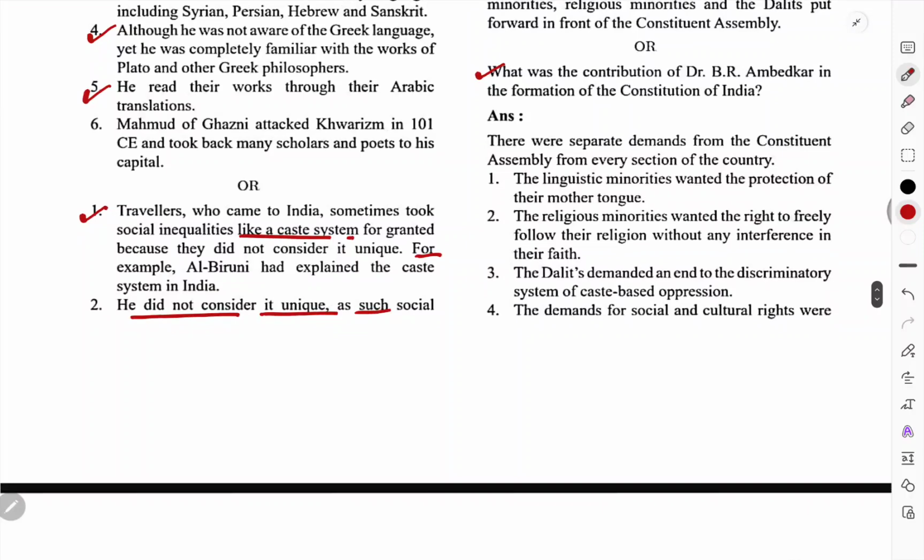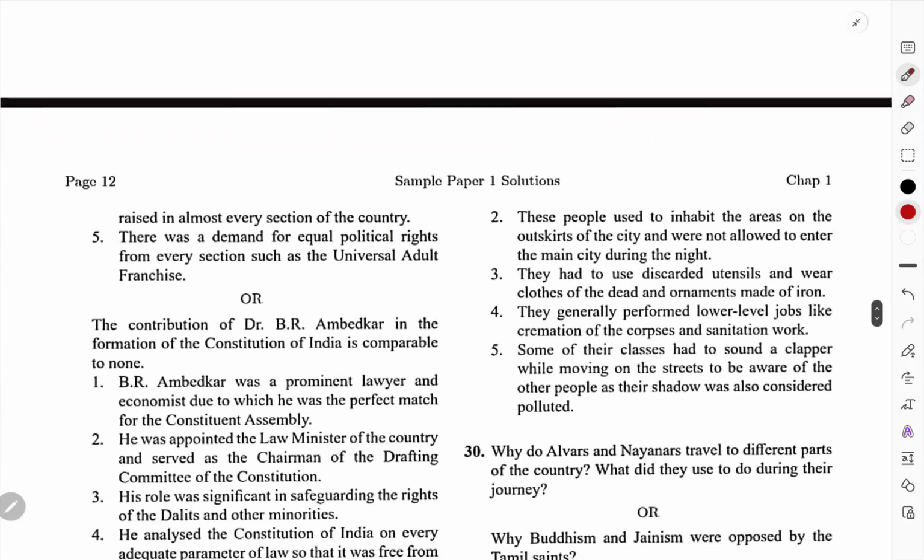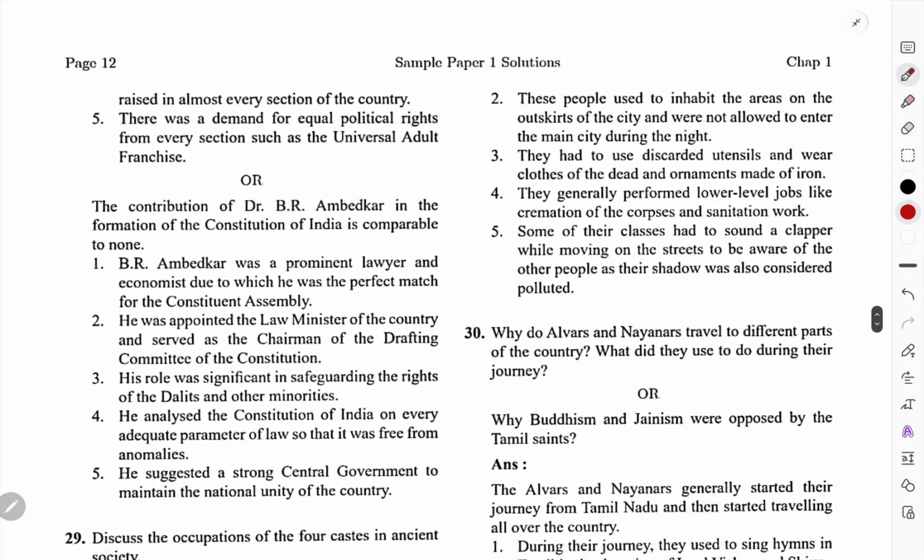There were separate demands in the Constituent Assembly from every section of the country. The linguistic minorities wanted the protection of their mother tongue. The religious minorities wanted the right to freely follow their religion without fear of interference in their faith. The Dalits demanded the end of the discriminatory system of caste-based oppression. The demands for social and cultural rights were raised by almost every section of this country. There was a demand for equal political rights from every section, with universal adult franchise.